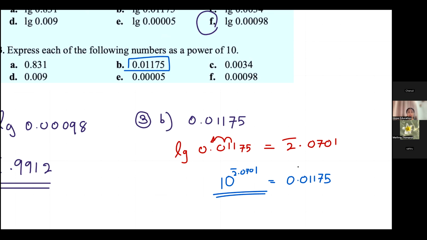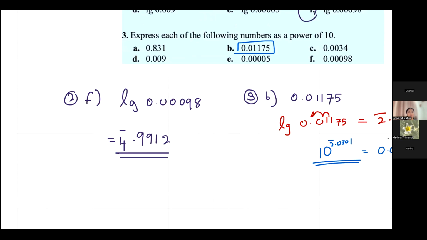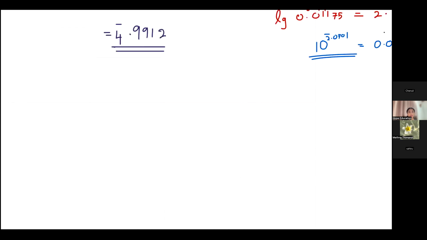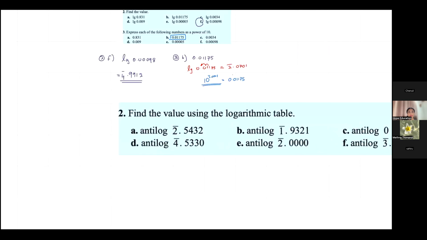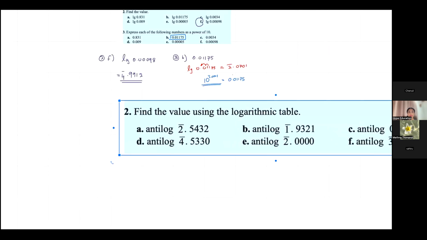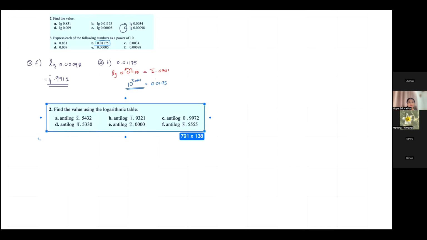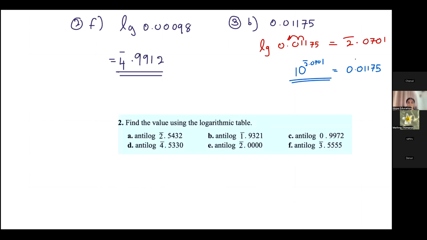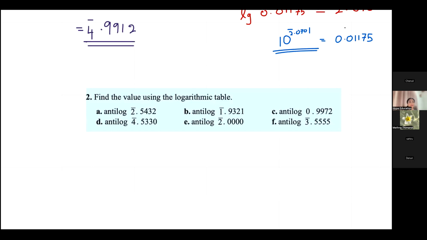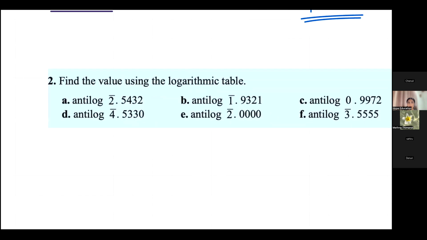Let's move on to the next one. 3.2 second decade D and F. Okay. 3.2. D and F. Can you all see the question on the board? Can you all see it? Can you see the circles that I draw?